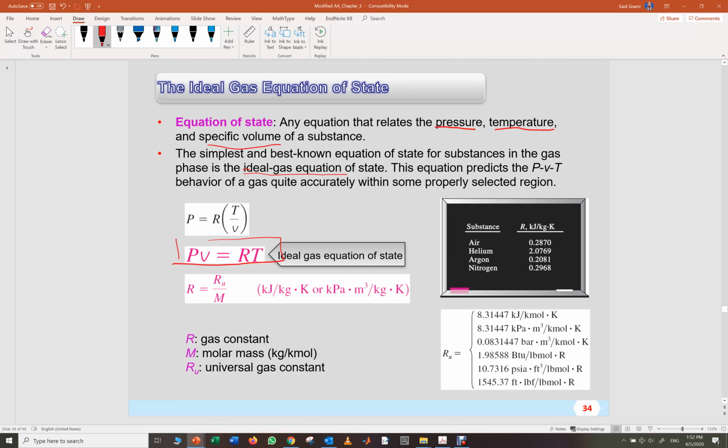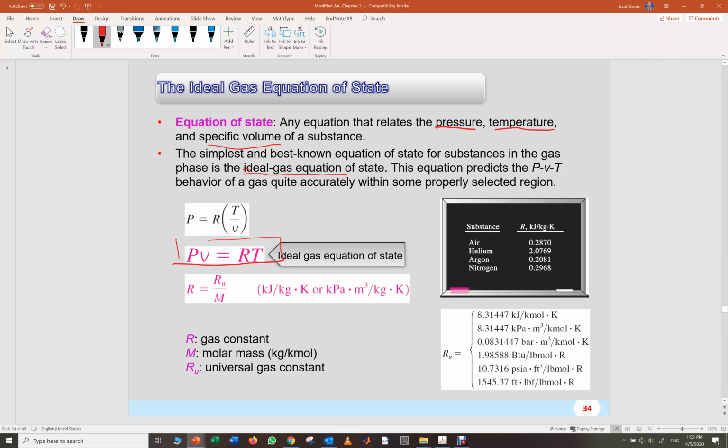R is Ru over M, in kilojoule per kilogram Kelvin, or kilopascal meter cubed per kilogram Kelvin. So R is the gas constant, M is the molar mass, that means the mass per mole, in kilogram per kilomole, and Ru is the universal gas constant. So R is Ru over M.